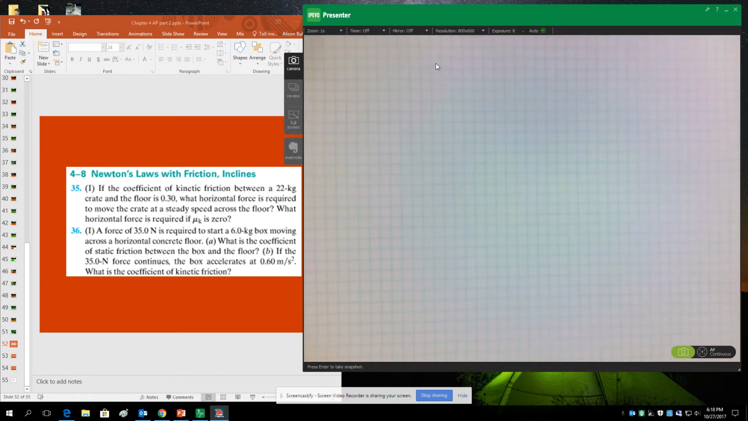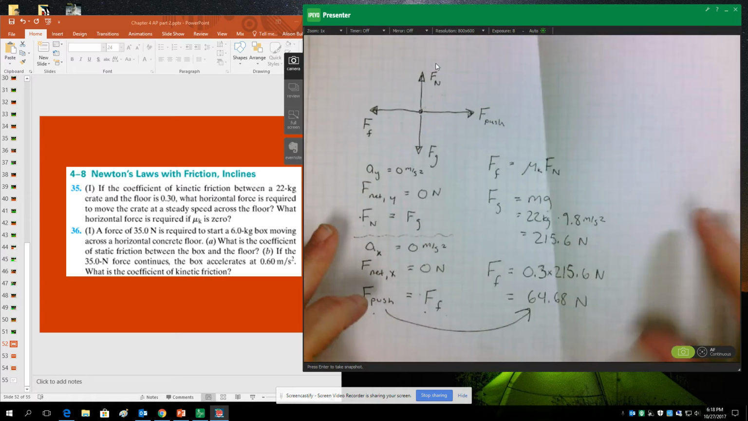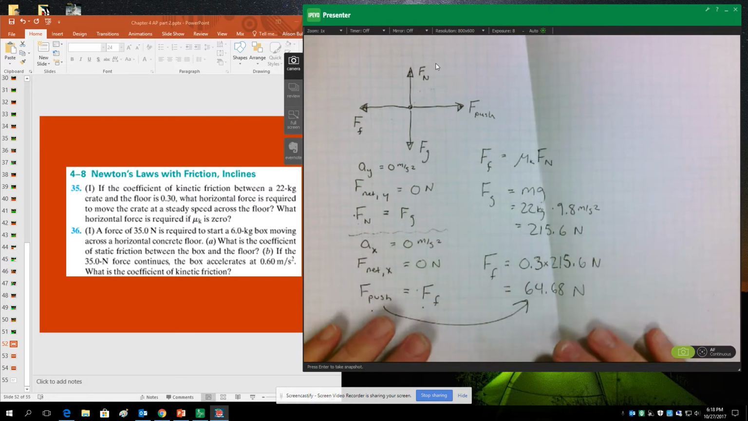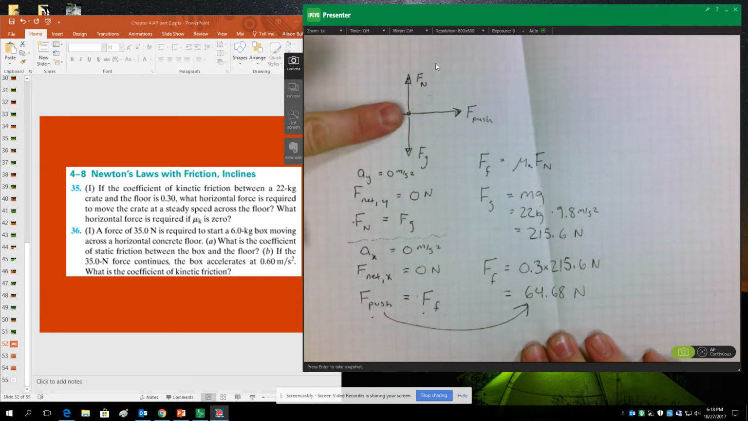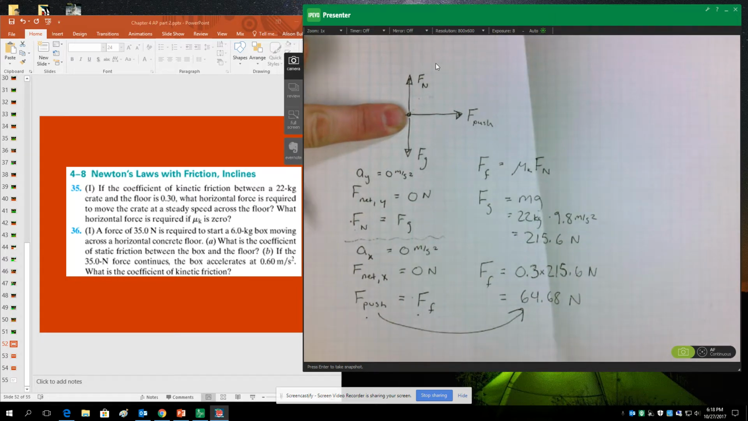All right, so now 36. We have a force of 35 newtons required to... Oh, we didn't answer part 2 to this question. Part 2 asks, what horizontal force is required if the force of kinetic friction is 0? If it's already moving and the force of kinetic friction is 0, this is gone. If I push that box with anything, it's going to accelerate to the right.